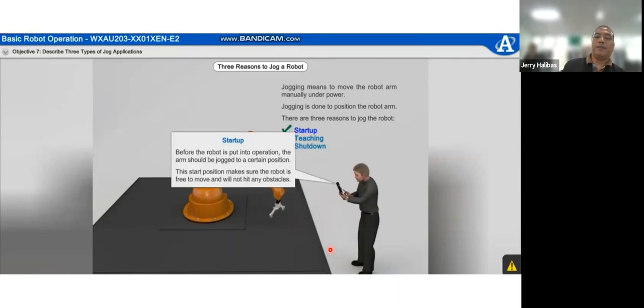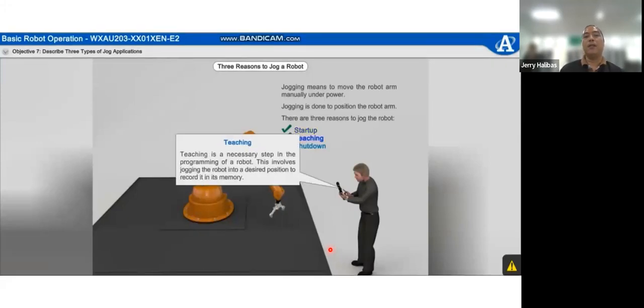So for the startup, before the robot is put into operation, the arm should be jogged to a certain position. This start position makes sure that the robot is free to move and will not hit any obstacle. Teaching is a necessary step in the programming of the robot. This involves jogging the robot into a desired position to record it in its memory.